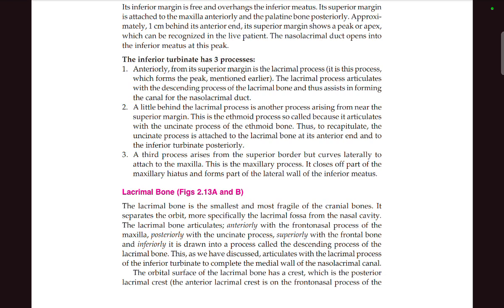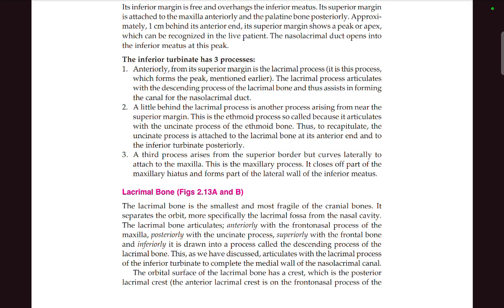Thus, to recapitulate, the uncinate process is attached to the lacrimal bone at its anterior end and to the inferior turbinate posteriorly. A third process arises from the superior border but curves laterally to attach to the maxilla. This is the maxillary process. It closes off part of the maxillary hiatus and forms part of the lateral wall of the inferior meatus.